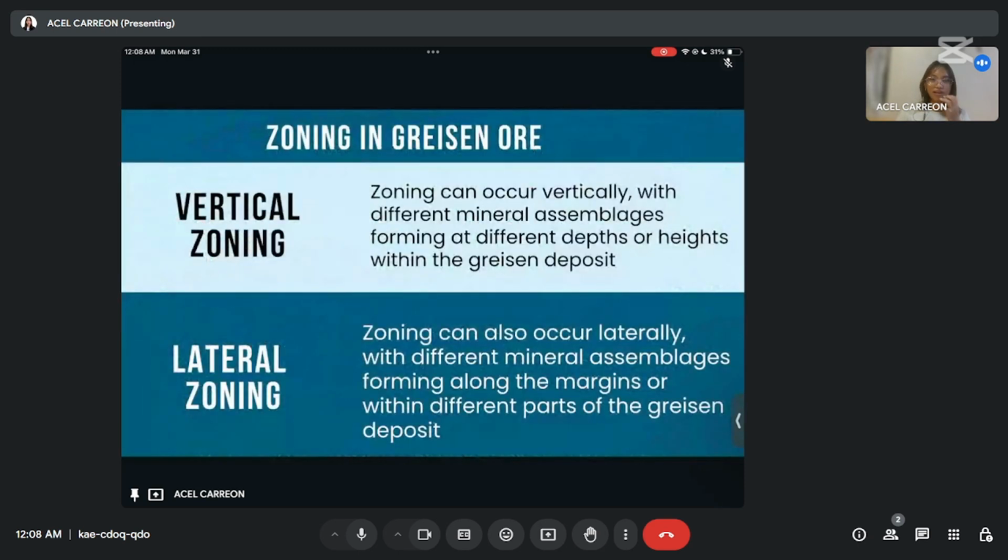For the zoning of greisen ore deposits, we have vertical and lateral zoning. Vertical means it occurs vertically, with different mineral assemblages forming at different depths or heights within the greisen deposit. On the other hand, lateral zoning occurs laterally, with different mineral assemblages forming along the margins or within different parts of the greisen deposits.